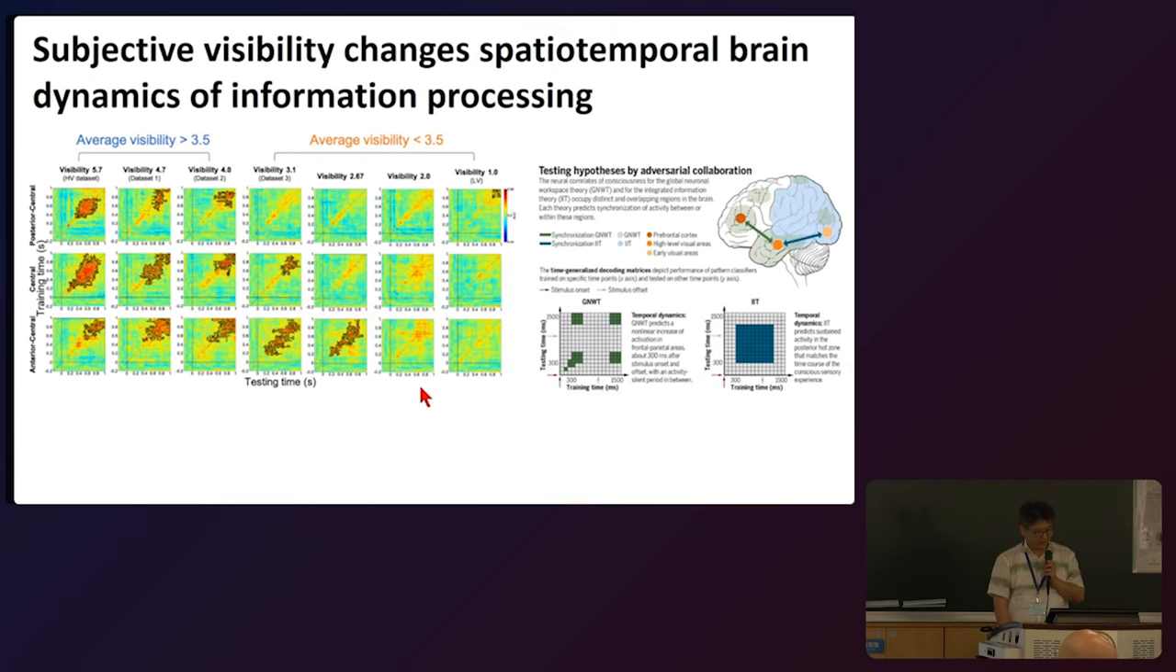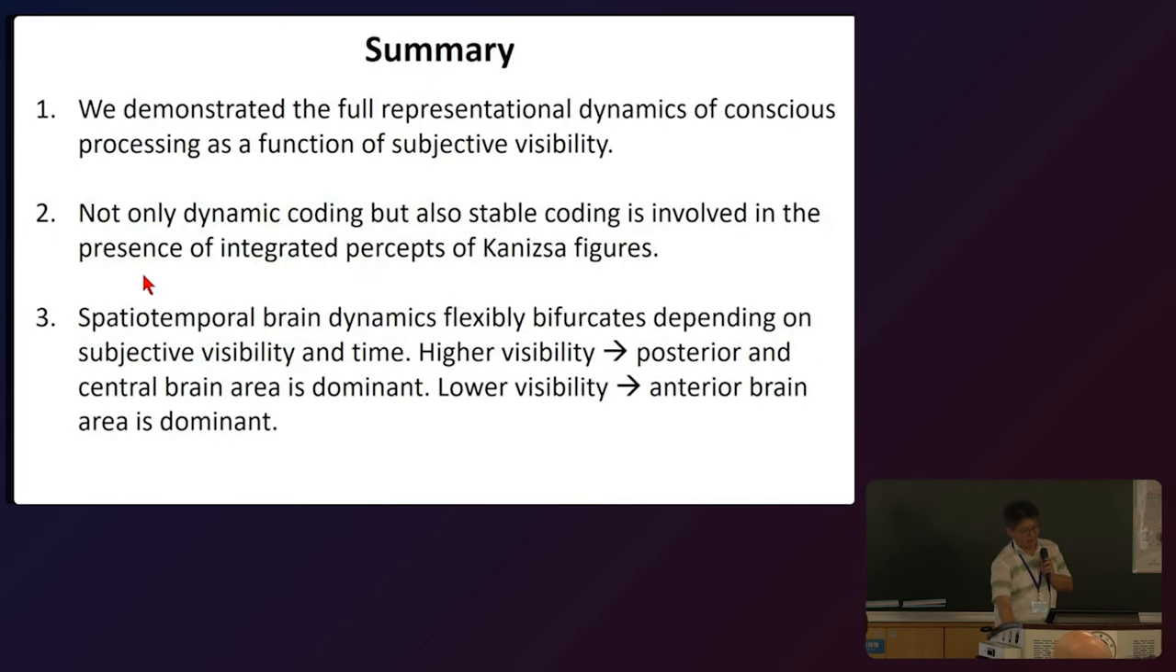So anyway, my summary of the data is this. Objective visibility changes your spatial-temporal brain dynamics and information processing. So dynamic coding and stable coding are involved. When visibility is high, posterior and central areas are dominant. And with low visibility, somehow the anterior brain area starts kicking in early in coding.